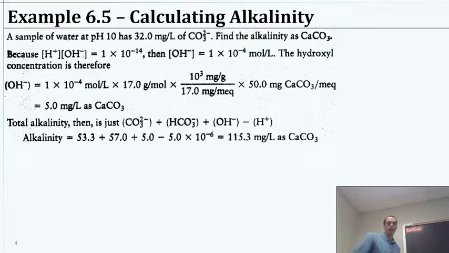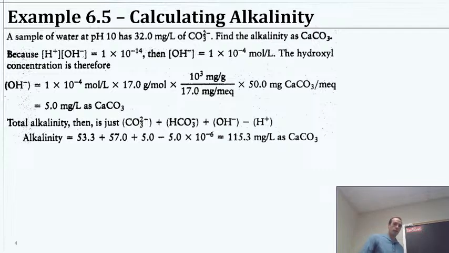They continue and get the OH minus the same way. You'll notice I did the grams per mole of OH minus mentally. We're taking the 1 times 10 to the minus 4 moles per liter of OH minus, times its molecular weight, then converting to milliequivalents and multiplying that by the 50 milligrams CaCO3 per milliequivalent. All of that is just the unit conversion stuff we've been talking about. So that gets us 5 milligrams per liter as CaCO3 for the OH minus.